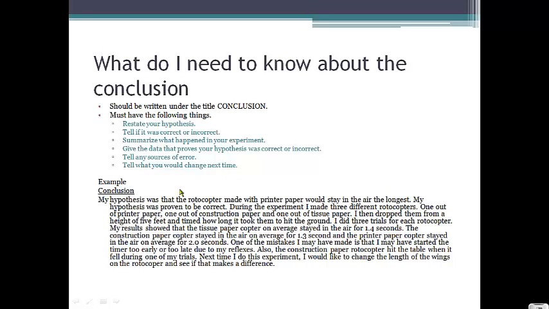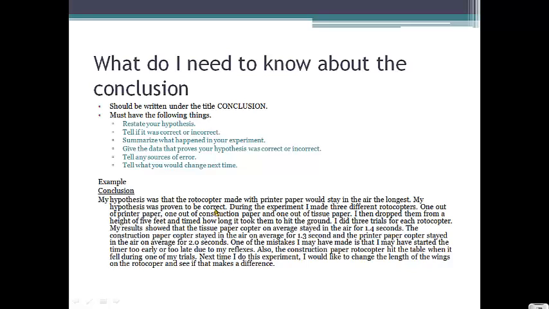Okay. Here's my example conclusion for the rotocopter experiment. And I'll basically walk you through each part. First, I restate my hypothesis. So I say, my hypothesis was that the rotocopter made with printer paper would stay in the air the longest. Boom, I just said my hypothesis again. I reminded everybody. Next, I'm going to tell if I was right or wrong. My hypothesis was proven to be correct.